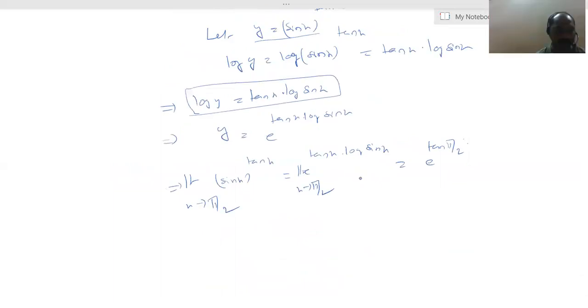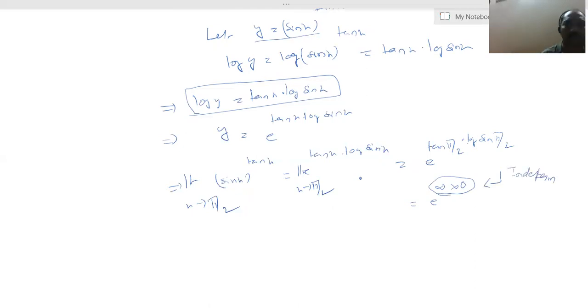Tan pi by 2 into log of sin pi by 2. E power tan pi by 2 is infinity. Log 1, sin pi by 2 is 1. Log 1 is 0. Infinity into 0 form. So we need to apply the L'Hospital rule, converting into 0 by 0 form. So in the exponent, you see an indeterminate form.